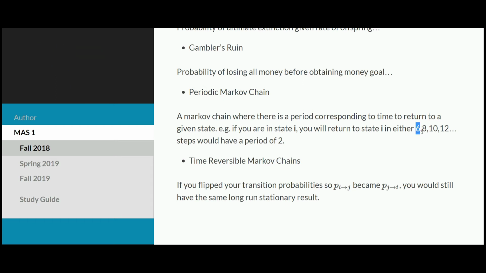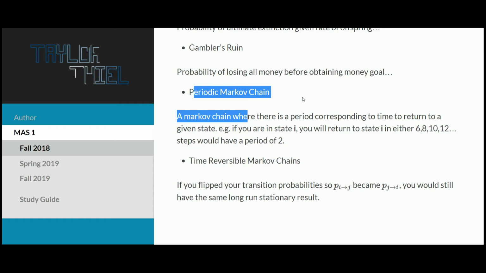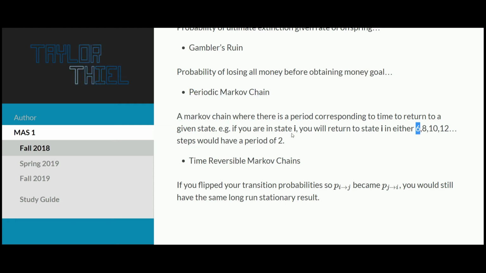So, I can get back to my original state in 6 steps or 8 steps or 10 steps, which has a period of 2. And this is what you're not going to commonly see. Typically, in Markov chain problems we see on previous MAS1 exams, they are aperiodic. That is, there isn't this period, and normally there's a possibility of a value of 1. You can just immediately jump back onto yourself, such as staying in the same state. So typically we deal with aperiodic, so again, not something I would worry too intensely about in your studying.